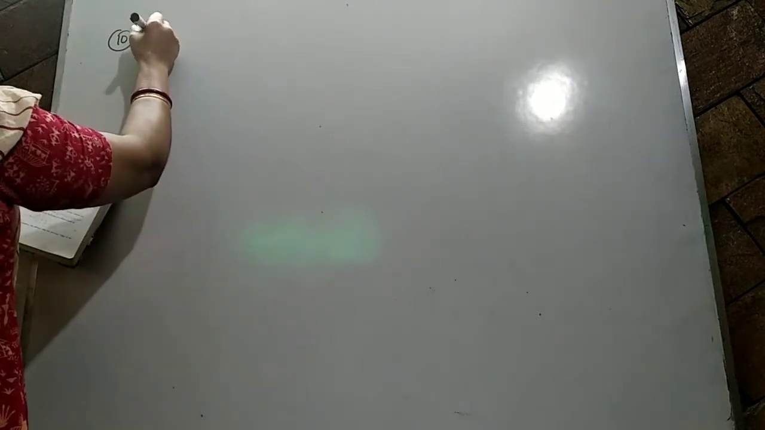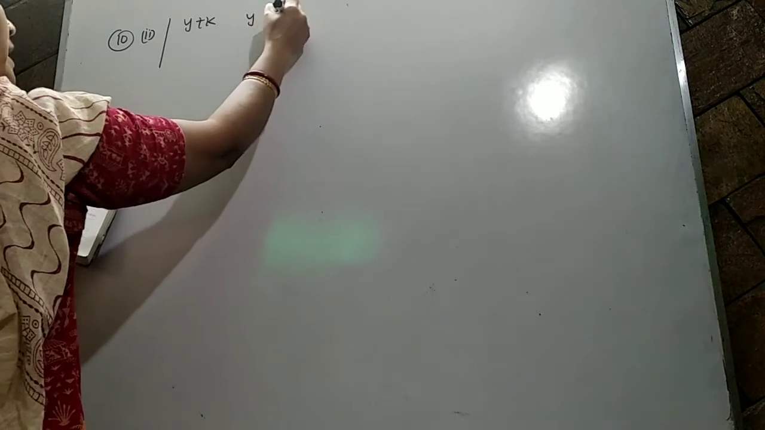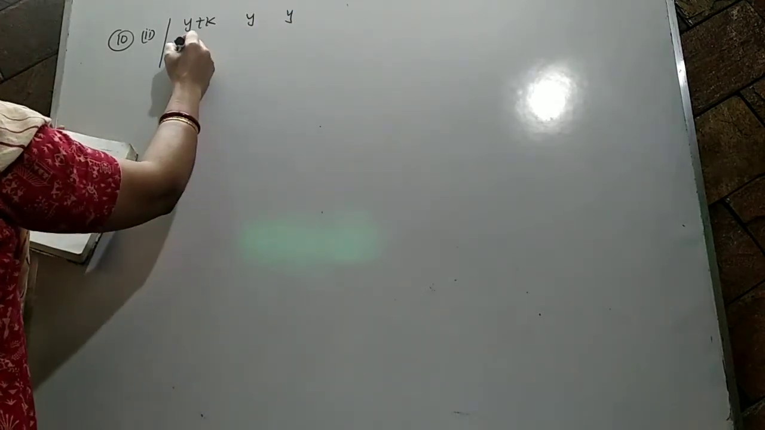This one is question number 10. Any one part I will do. Which part should I do, first or second? Tell me fast. Second part. I am taking the second part, that is y plus a k and then y. The same operation you have to do in the first part also.